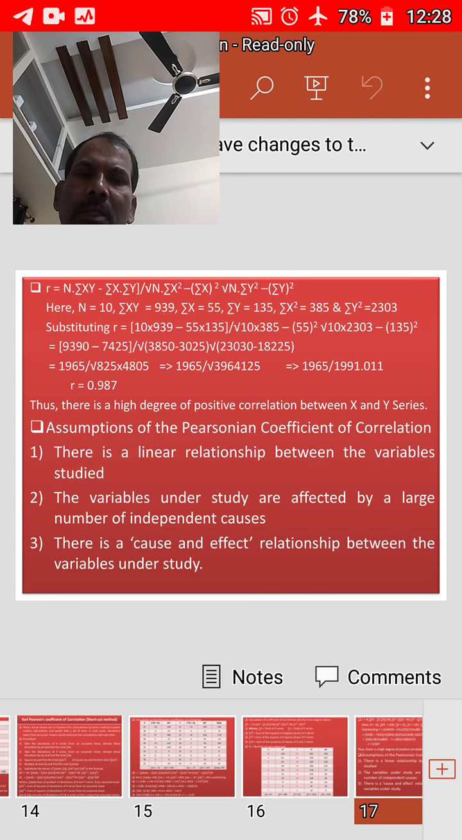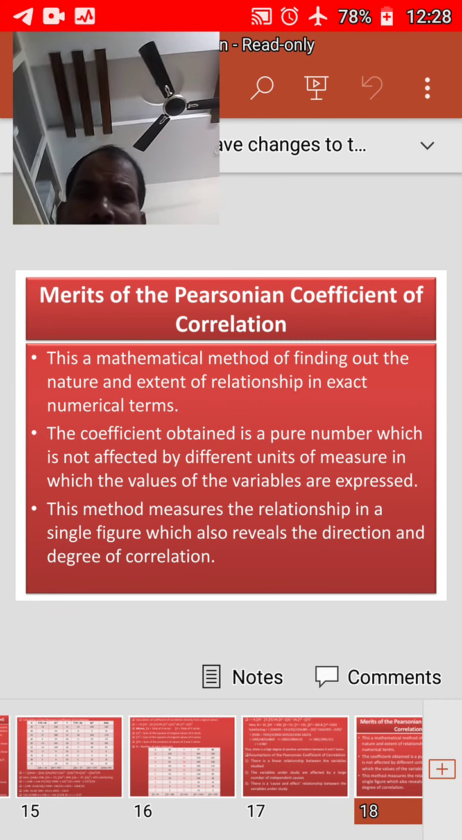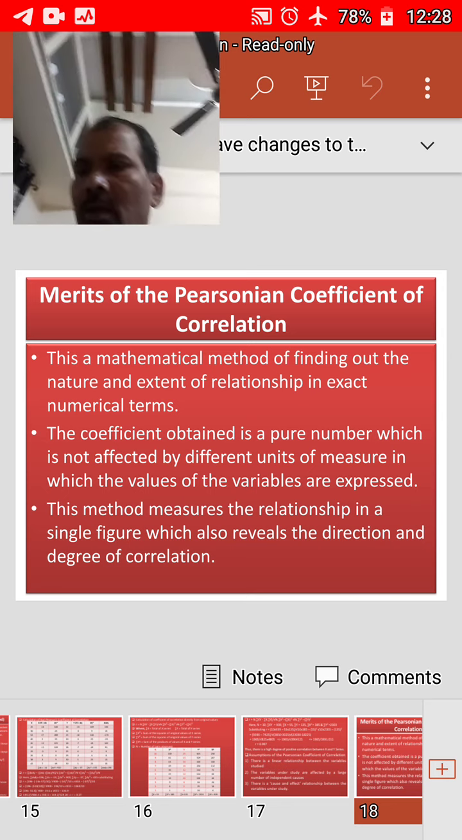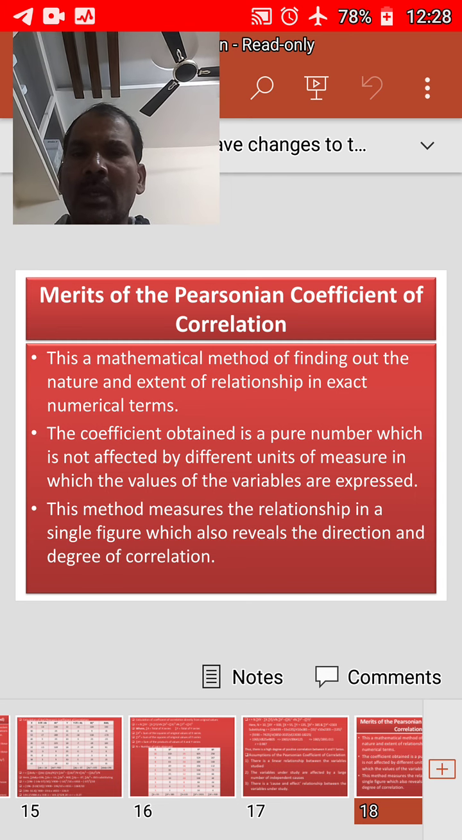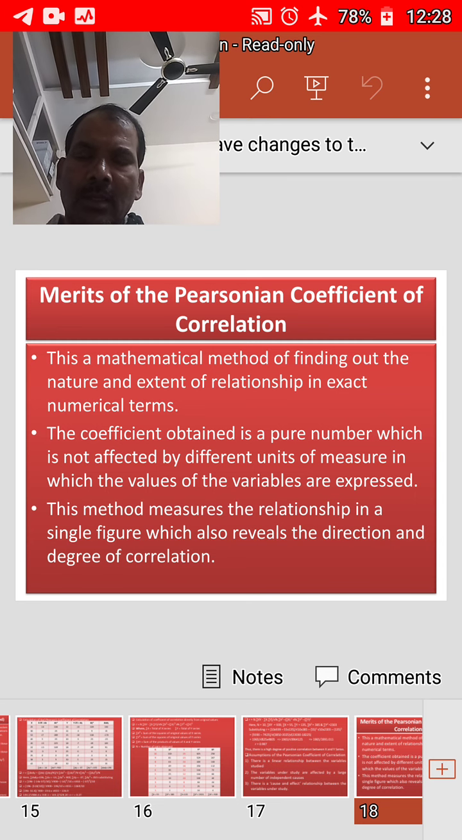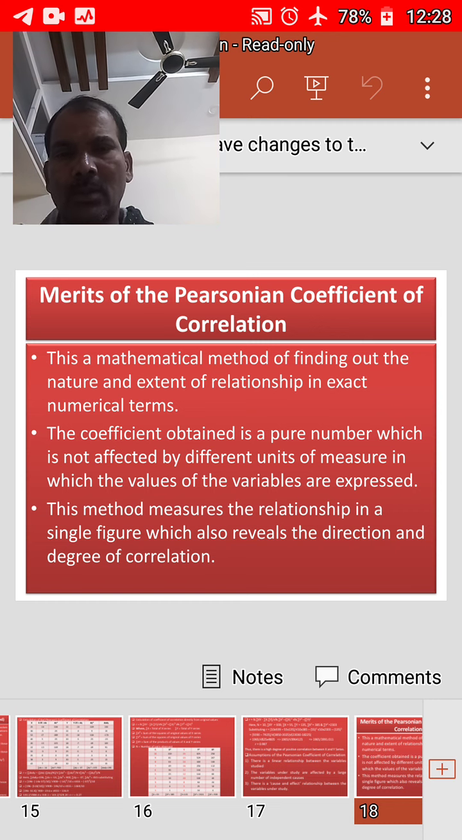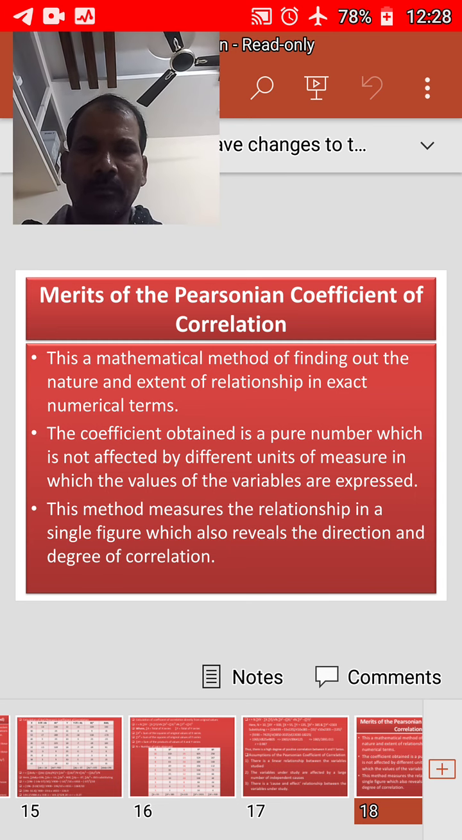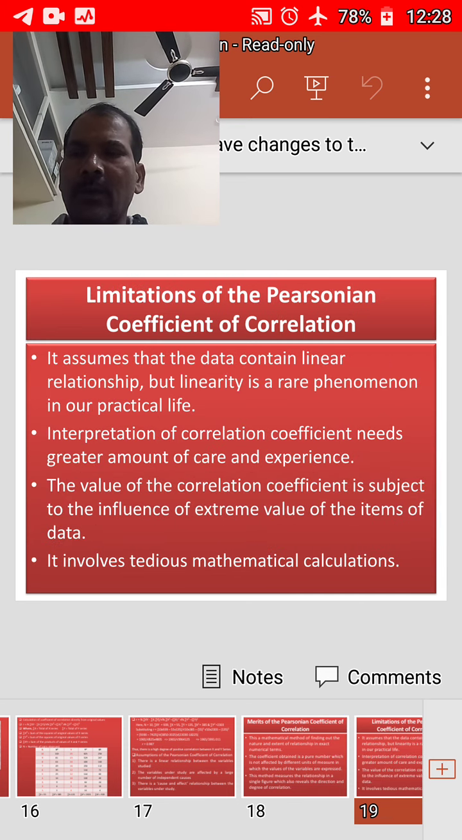There is a high degree of positive correlation between the x and y series. Now we will discuss the assumptions of the Pearsonian coefficient of correlation. The Karl Pearson coefficient of correlation is based on a few assumptions. First, there is a linear relationship between the variables studied. Second, the variables under study are affected by a large number of independent causes. And the third assumption is that there is a cause and effect relationship between the variables under study.